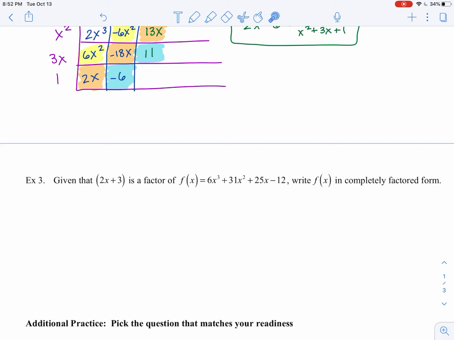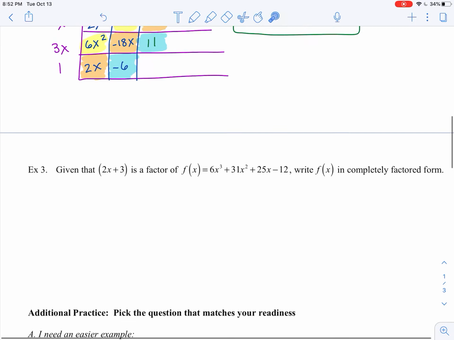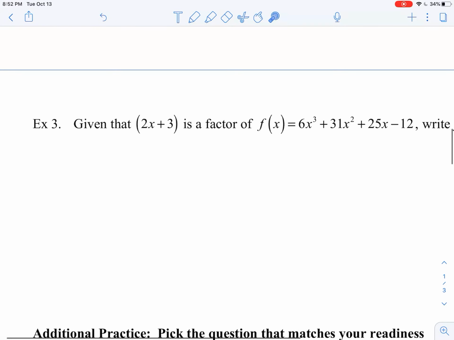If we're given a factor of a polynomial, we can use it to divide out that polynomial and then factor what's left. So let's go ahead and give this a try. In order to do this, I want to divide out this factor so that I'll have a quadratic left that I can factor further. Okay, so let's think about what this looks like. I'm going to have 2x plus 3 on the outside.